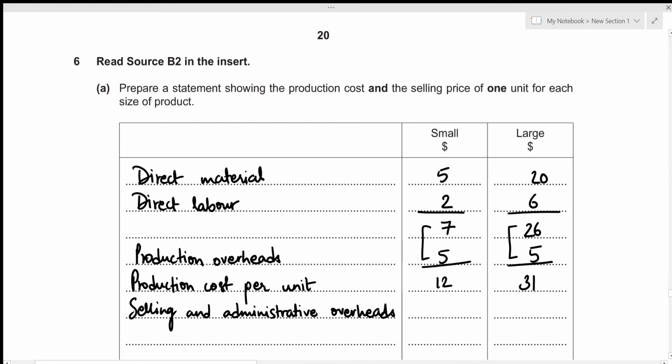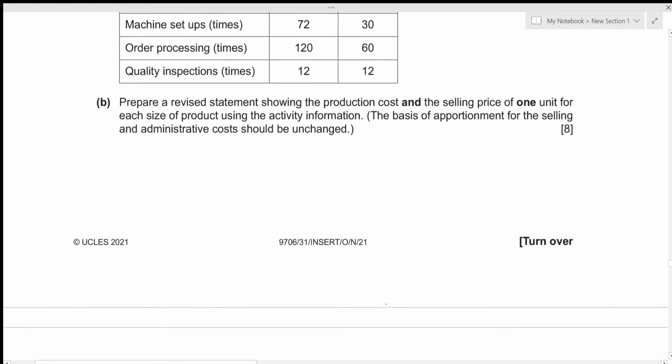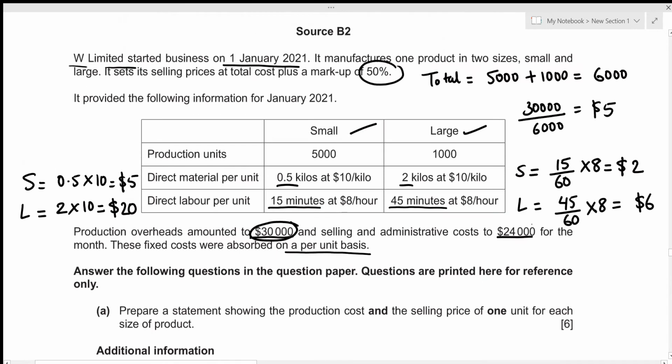Let's have a look at the given information. We are told that the selling and administrative cost is 24,000 for this month, and this should also be absorbed on a per unit basis. We already figured out our total units to be 6,000. Now we just need to divide our selling and administrative cost of 24,000 among these 6,000 units. So the per unit selling and administrative cost is 24,000 divided by the total number of units, which is 6,000, which gives our per unit selling and administrative overhead to be $4.